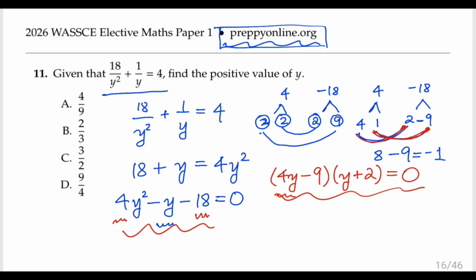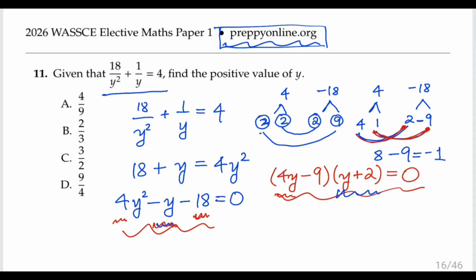We can expand to be sure. 4y times y is 4y squared. 4y times 2 is 8y. Minus 9 times y is minus 9y. So that's how you get the minus y here. And then minus 9 times 2 is minus 18. So this is correct.